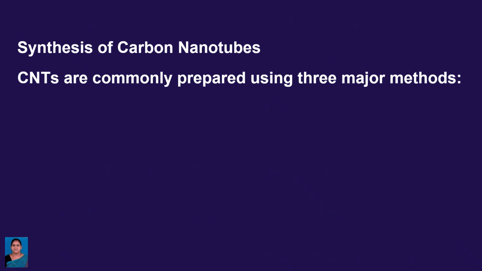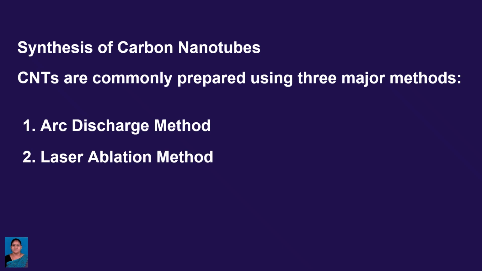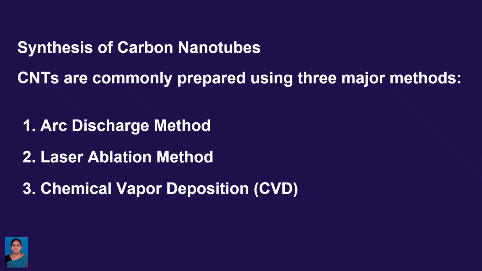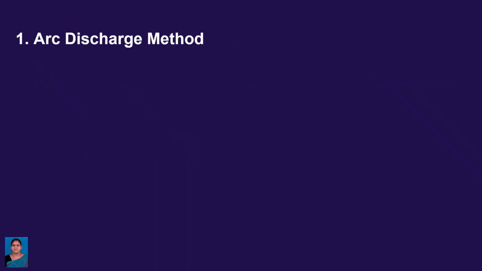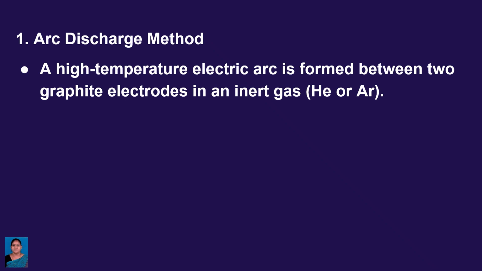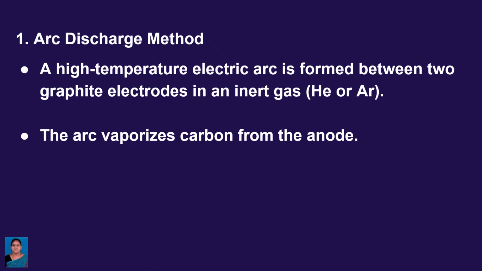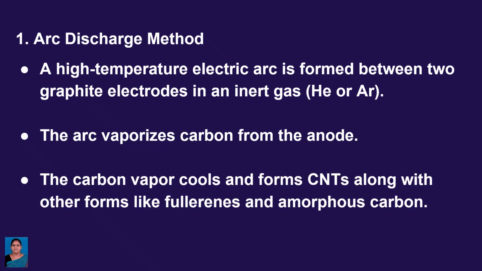Synthesis of carbon nanotubes: there are three methods, which include arc discharge method, laser ablation method, and chemical vapor deposition. Arc discharge method: a high temperature electric arc is formed between two graphite electrodes in an inert gas. The arc vaporizes carbon. The carbon vapor cools and forms CNTs along with other forms like fullerenes and amorphous carbon.